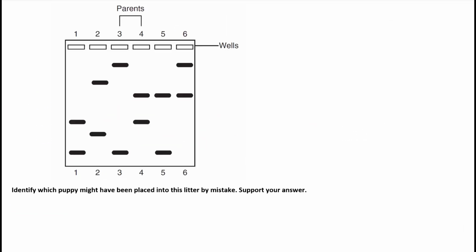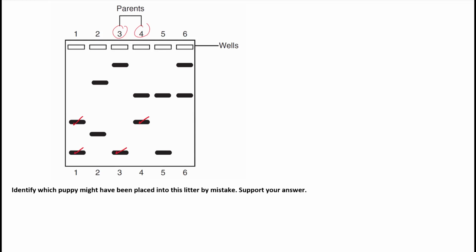All right, new scenario. Parents 3 and 4 are in the middle. Which puppy might have been placed in this litter by mistake? We're going to look for the puppy, either 1, 2, 5, or 6, that has bands of DNA that don't match parents 3 or 4. Because if the bands don't match parents 3 or 4, that means the parents 3 and 4 did not give those bands of DNA to you. So we just have to find the puppy that has DNA bands that don't match mom or dad.